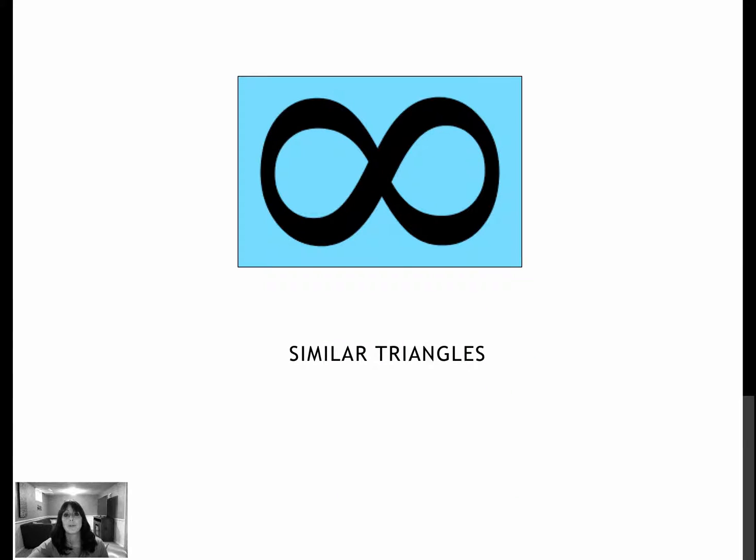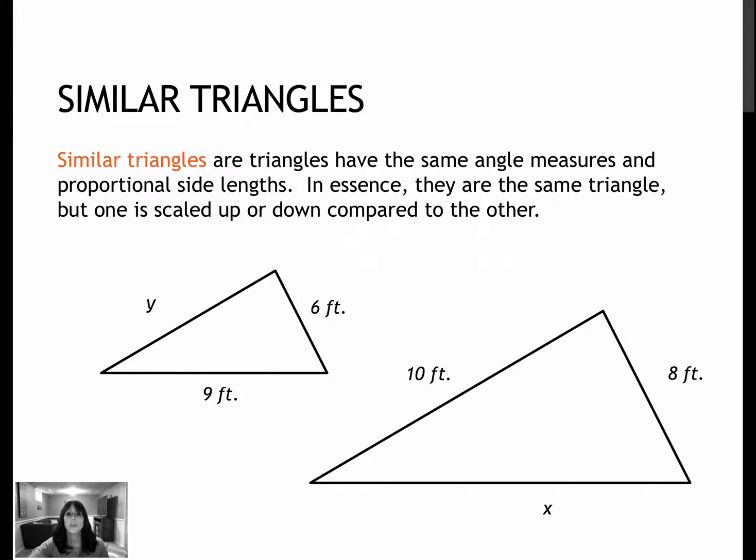This lesson is on similar triangles. Triangles that are similar have the same angle measures, and their sides are proportional to one another. When I say proportional, that means I can write proportions of equal ratios, essentially.